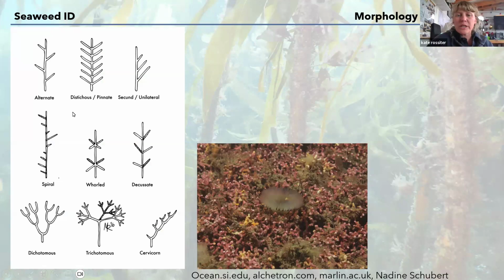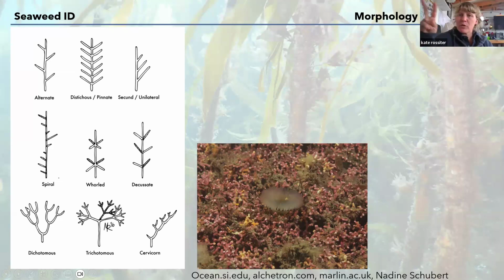The branching is going to be really important for your identification, again, especially in the reds, but also with some of what used to be called Cystoseira. I'm drawing a blank on its genus right now. But for some of the browns, it's going to be really, really important for identification. So you have alternate branching here. You have opposite or pinnate, where it looks more like a feather. Unilateral, it's only on one side. You can have spiral branching, whorled branching, and then decussate is a variation of whorled, but it's like alternate, so it's branching in one plane.